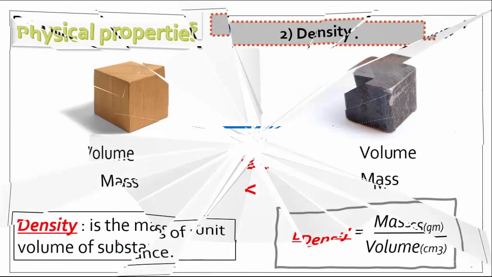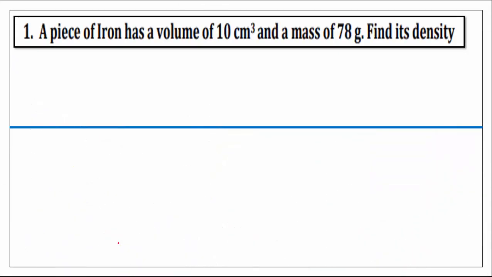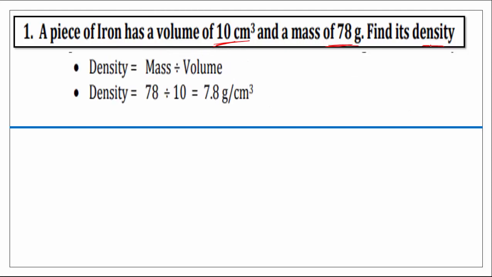Now look here. Let's solve this problem. A piece of iron has a volume of 10 centimeter cubic and a mass of 78 grams. Find the density. Before I answer any problem, the first step is that you have to write the law that you will use. So the law that I will use here is the law of density. We said density equals what? Good. Density equals mass over volume.